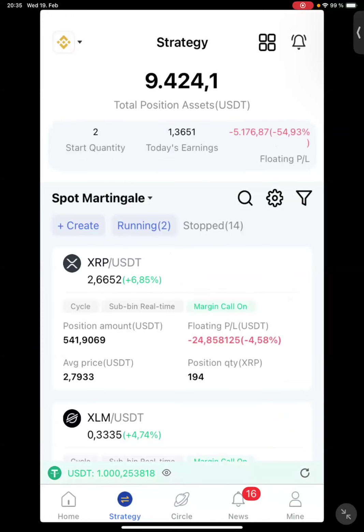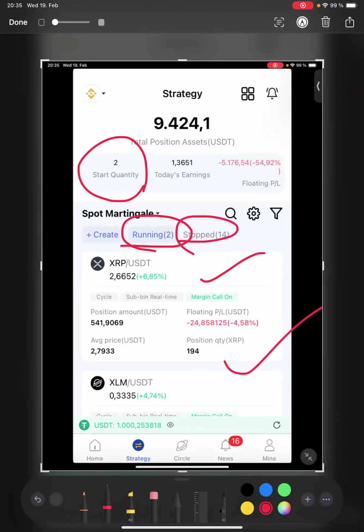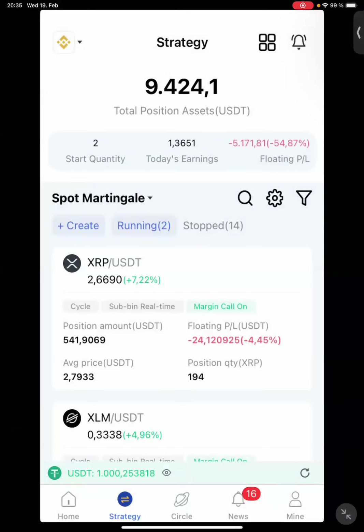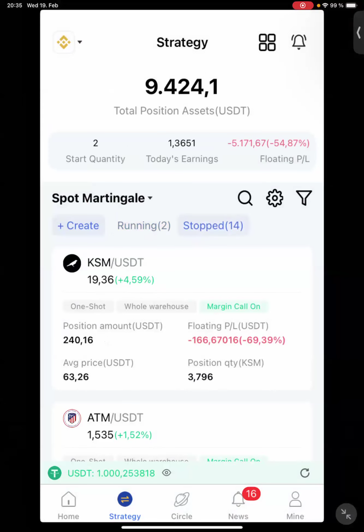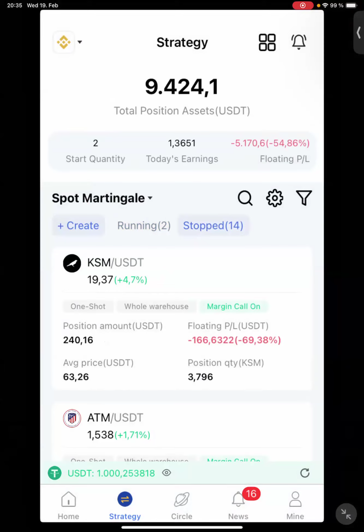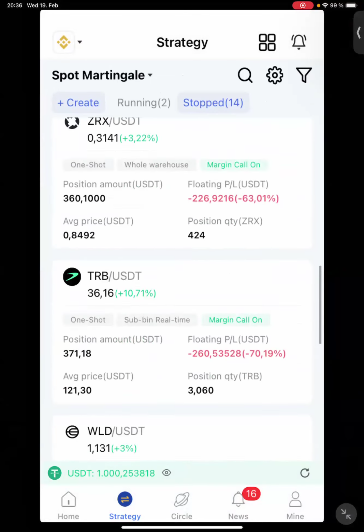All right, so over here you can see two quantities. That simply means two trades are running, meaning these are the only two coins that the robot can buy and sell for me. But the stop is 14, meaning I've paused 14 coins. Why did I pause them? I've paused them because I don't want to continue to invest more money on them. I want to just leave them until they grow in profit. Then I would tap on it and tap on start, then the robot will sell at whatever profit it sees. There was this coin that was floating for a longer period of time.